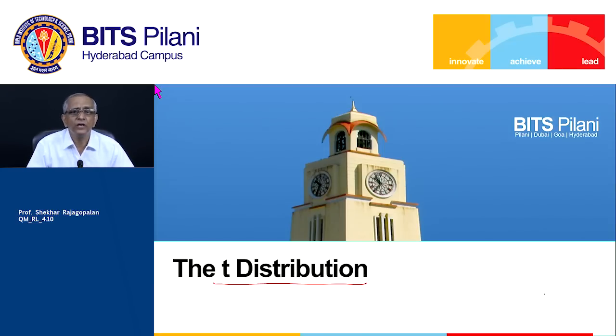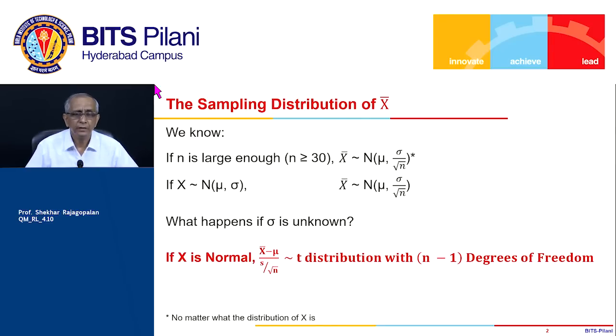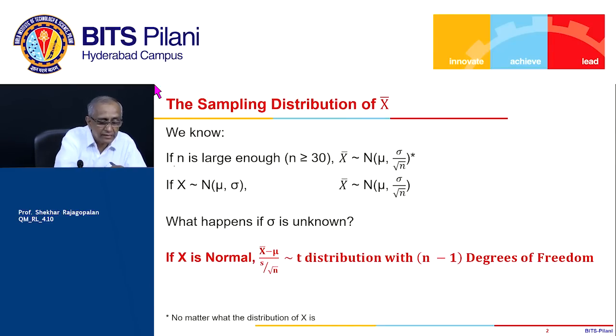And all this started off with Gossett. He was the quality inspector for Guinness breweries. He had to certify the quality of the beer. And in this case, it was difficult to find large samples. For example, it's not very healthy to taste so many beers. And therefore, he came up with this T distribution, which is applicable when you have a small sample size and sigma is unknown.